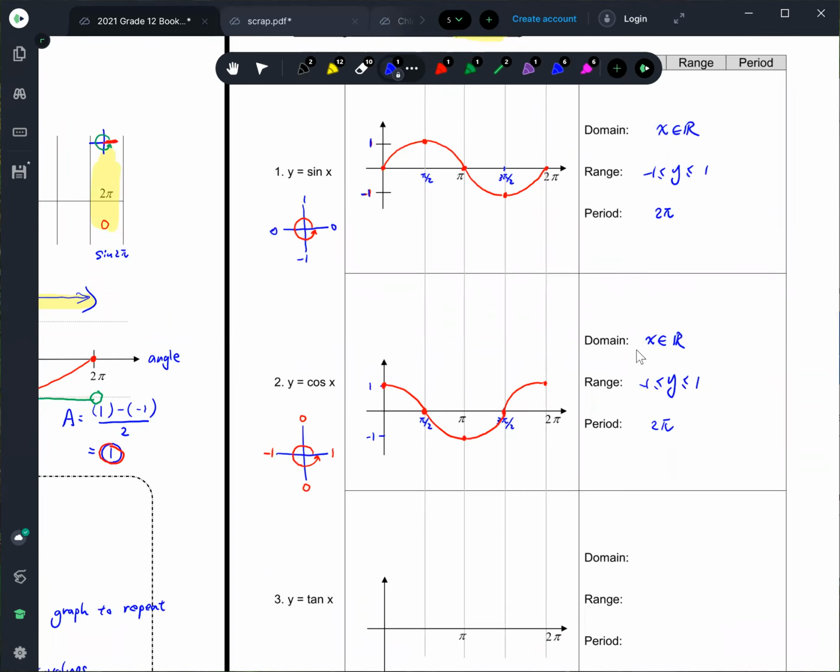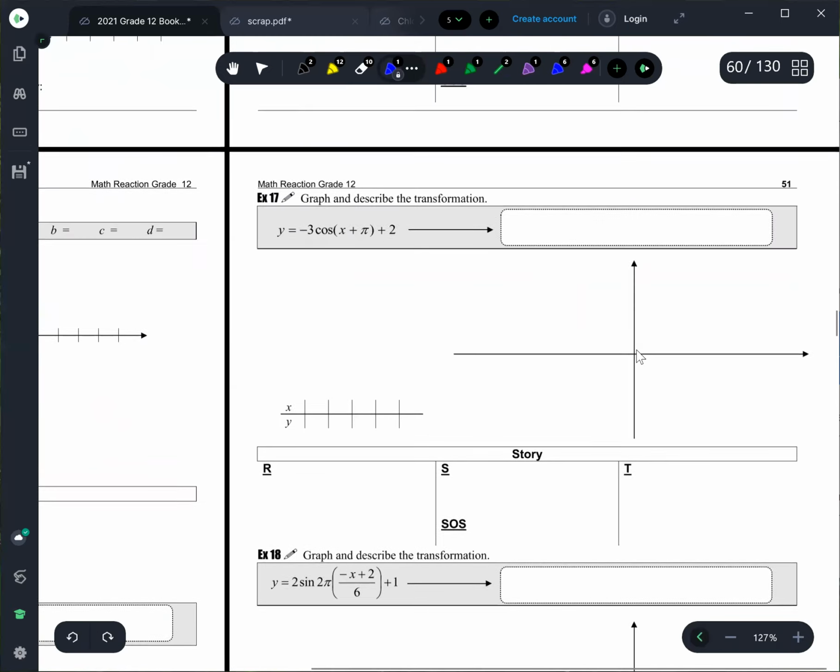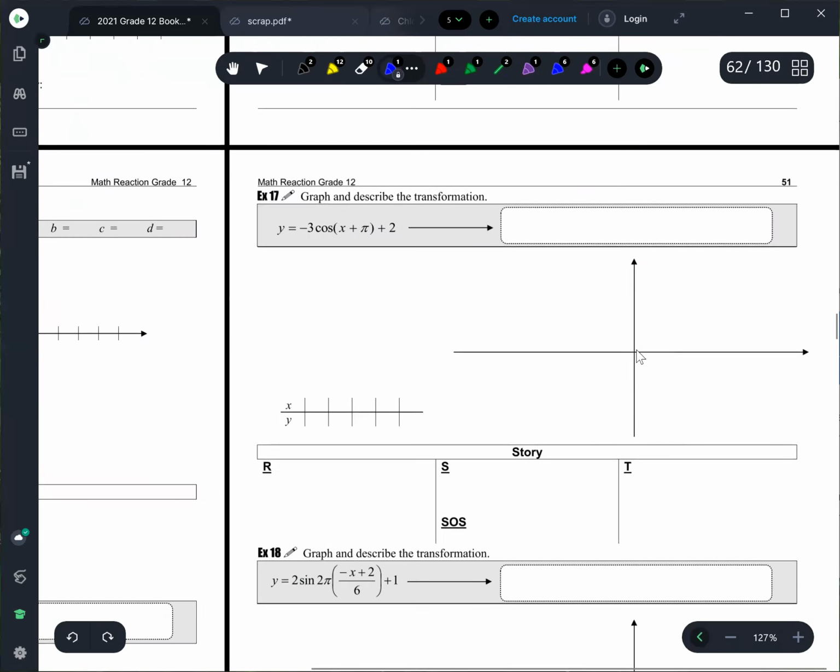So like I said before, transformation is going to be applied to this chapter. Reflection, the RST, remember? Reflection, stretching, translation, those are going to be applied here to make the graph either become taller, flip it, or move it around. So some of the questions will look like this.